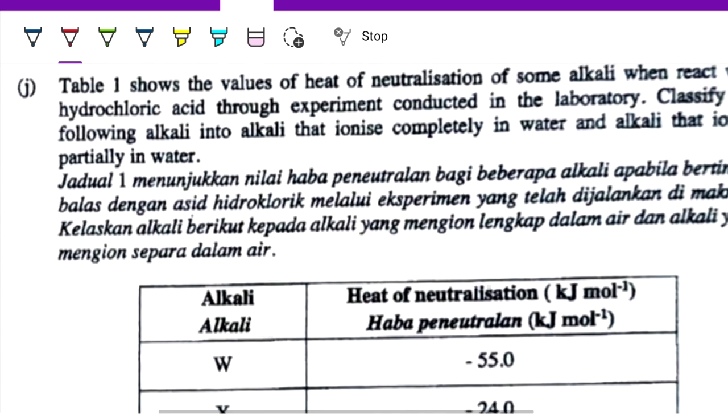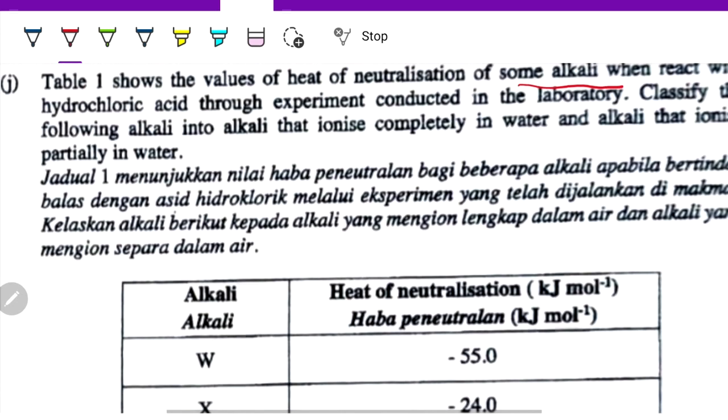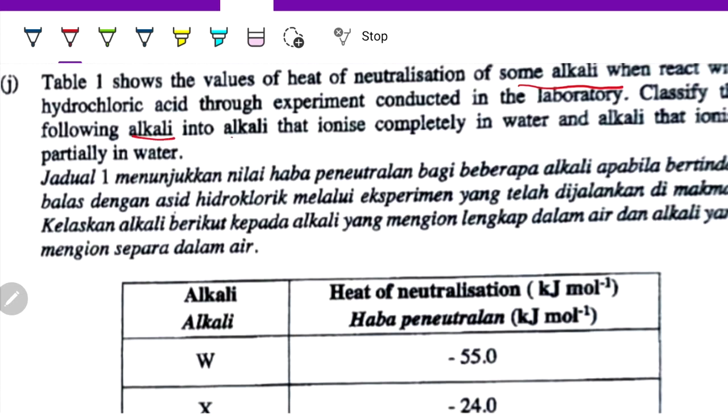Next, table 1 shows the value of heat of neutralization of some alkali when reacted with hydrochloric acid through the experiment conducted. Classify the following alkali into alkali that ionize completely and alkali that ionize partially. So completely will be strong, then partially will be weak.